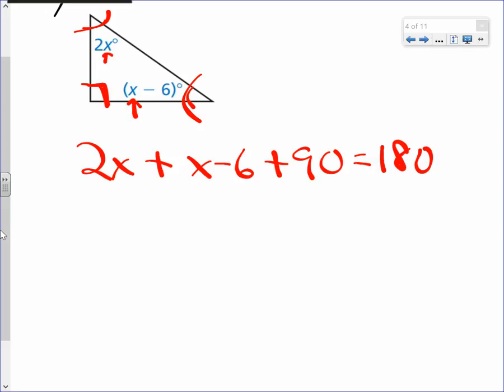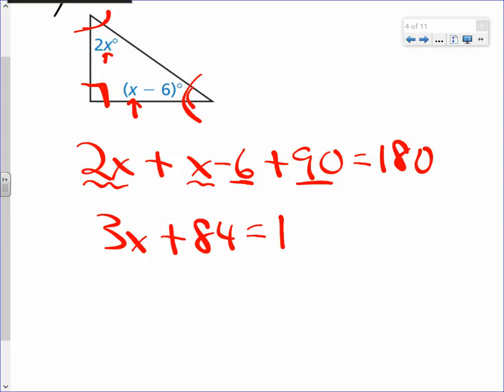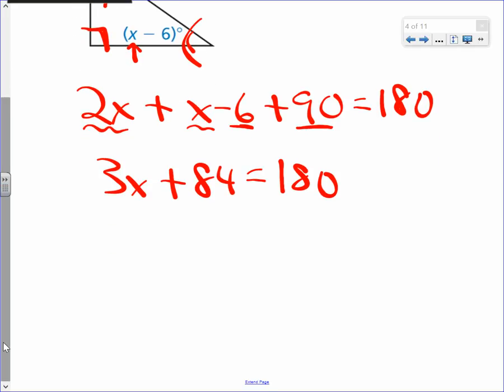I see like terms. To stand that stuff up, it's all messy. I got a 2X, I got a 1X. We're going to combine those puppies. That becomes 3X. And I'm going to combine numbers with numbers. Negative 6 plus 90. Help. Awesome. And it's a positive 84 equals 180. We're rocking and rolling. Look how easy this looks now. This looks like elementary school stuff now.